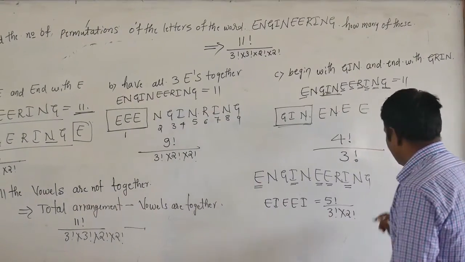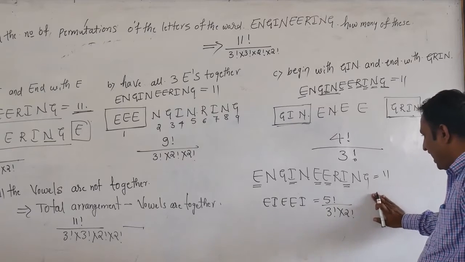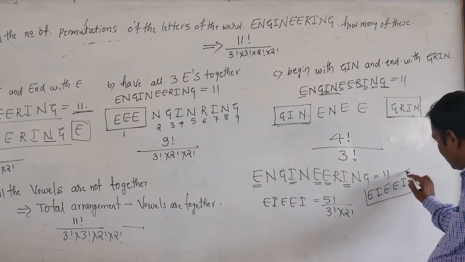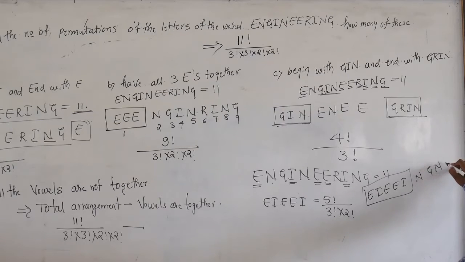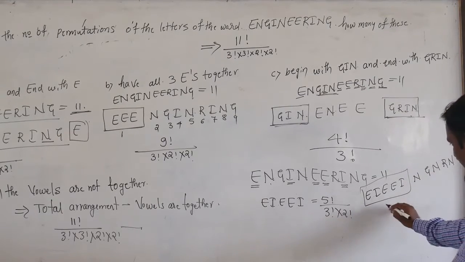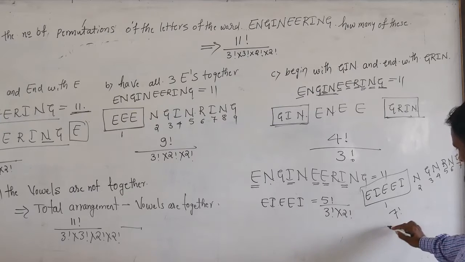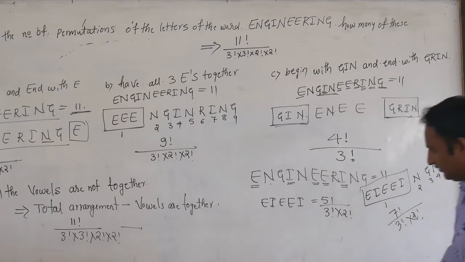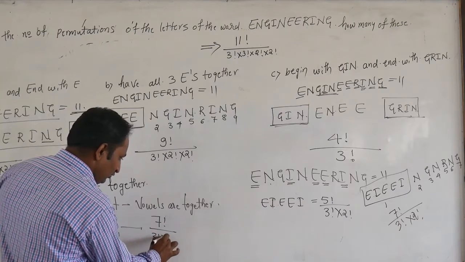First, engineering contains 11 letters. Out of 11 letters, 5 are vowels, E and I, taken together as one. Then the remaining consonants: N, G, N, R, N, G, are named 1, 2, 3, 4, 5, 6, 7. Here 7 factorial ways. Out of this, N is repeating 3 times, that is 3 factorial, and G is repeating 2 times, that is 2 factorial. So with vowels always together, it is 7 factorial divided by 3 factorial into 2 factorial.